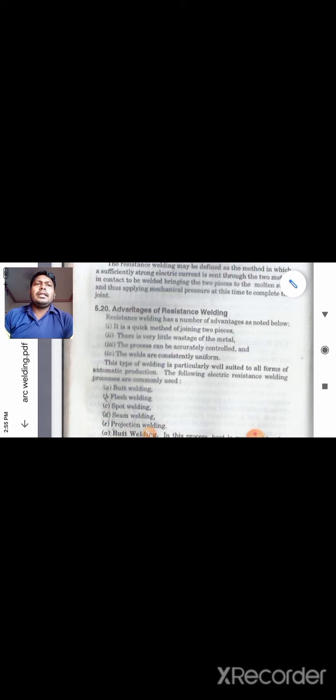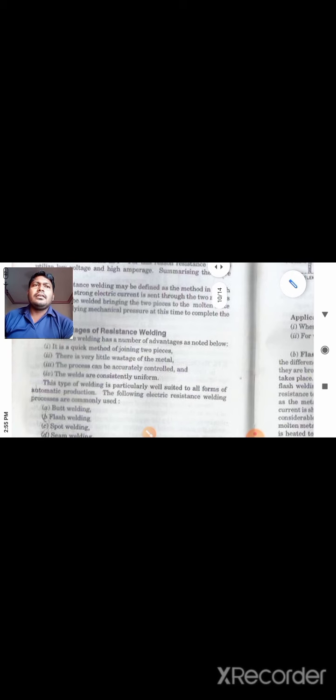The following electric resistance welding processes are commonly used. So we will also discuss the commonly used welding processes. They are butt welding, flash welding, spot welding, seam welding, and projection welding. We will discuss each of them briefly. So what is butt welding?